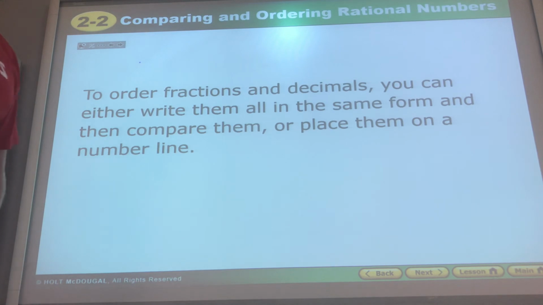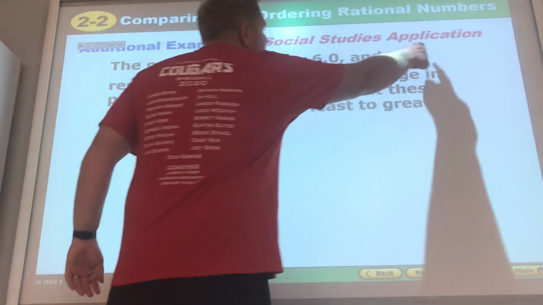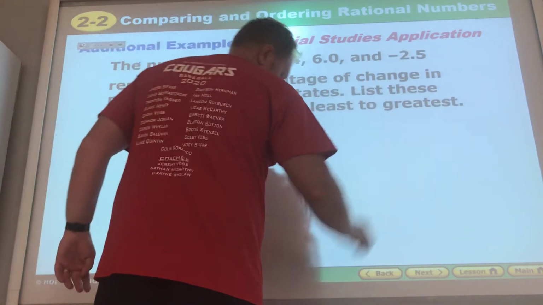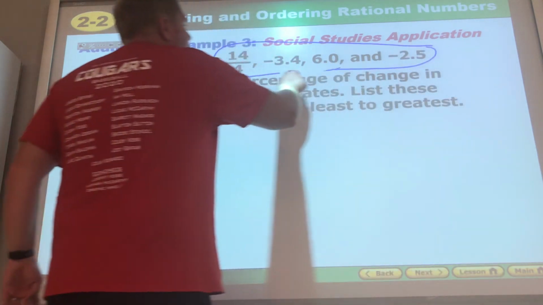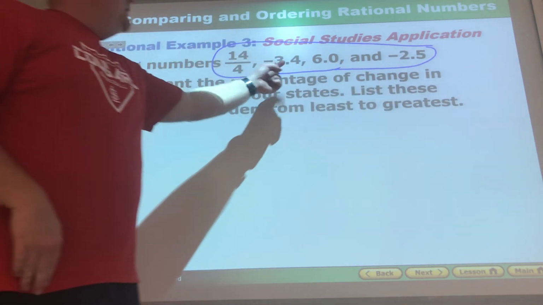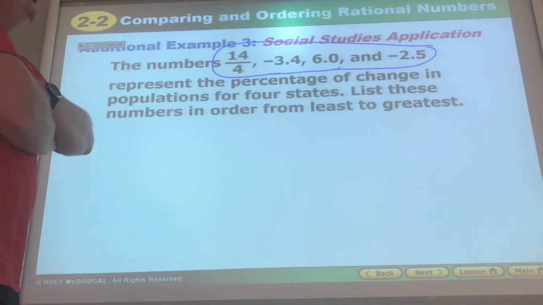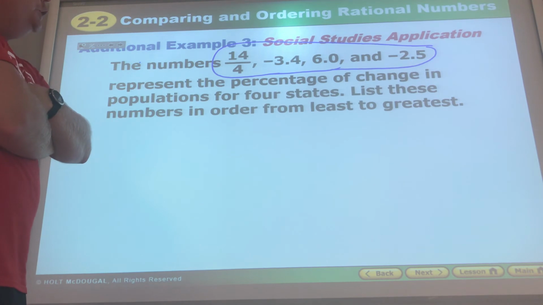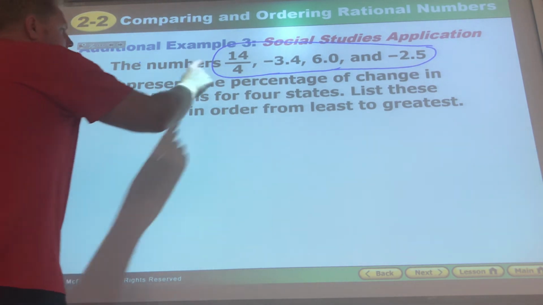To order fractions and decimals, you can either write them all in the same form, then compare them, or place them on a number line. I would write them all in the same form. You've got all these. Look at what you've got. I see 1 fraction, decimal, decimal, decimal. Do I want to turn 3 decimals into fractions, or 1 fraction into a decimal? I think I'm going to take the easy way.